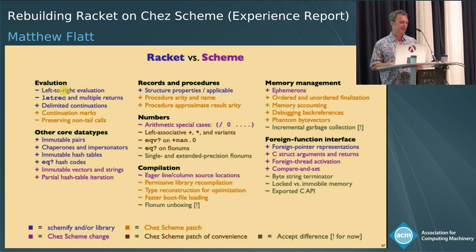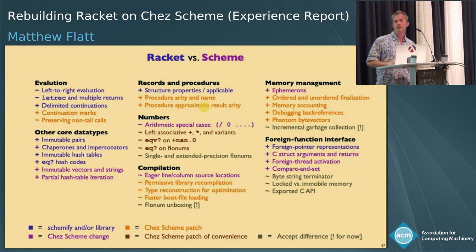So I talked about left to right evaluation. I'll talk about a couple more of them. The ones in blue and in purple, these are good. The blue ones are the ones where we could, in our own adapter layer, adjust the code to work on Chez Scheme. The purple ones are places where we did have to change Chez Scheme, but they were changes that were attractive to the Chez Scheme community, so they're already merged into the current version of Chez Scheme.